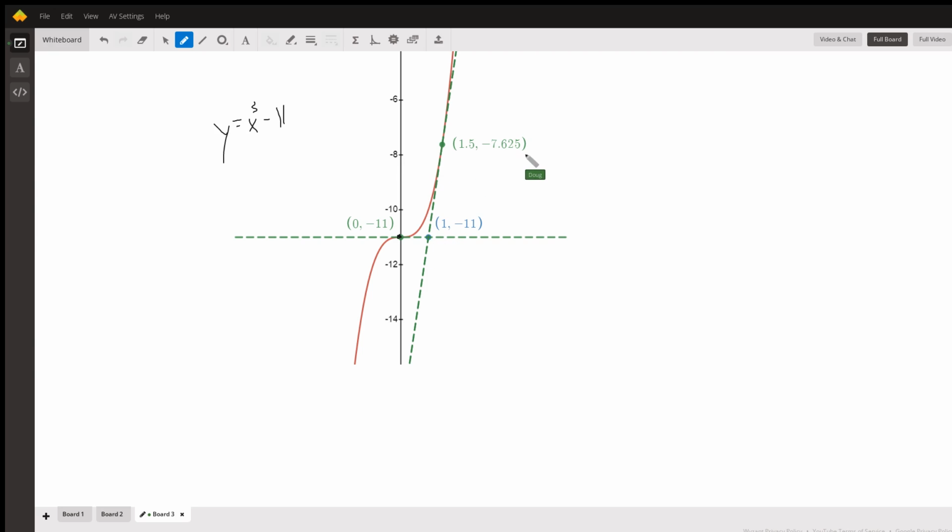And this is the point of tangency, which we get by putting 3 halves in for x in x cubed. 3 halves cubed is 27 eighths minus 88 eighths. That's negative 61 eighths, which is what this is, negative 7.65.